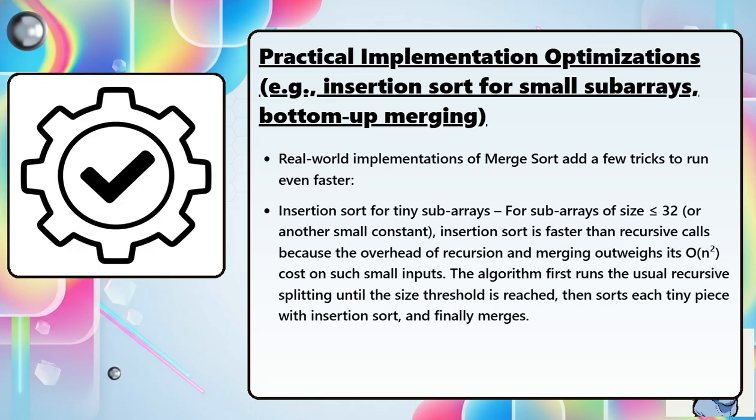Insertion sort for tiny subarrays, for subarrays of size less than or equal to 32, or another small constant. Insertion sort is faster than recursive calls because the overhead of recursion and merging outweighs its big O of n squared cost on such small inputs. The algorithm first runs the usual recursive splitting until the size threshold is reached, then sorts each tiny piece with insertion sort, and finally merges.